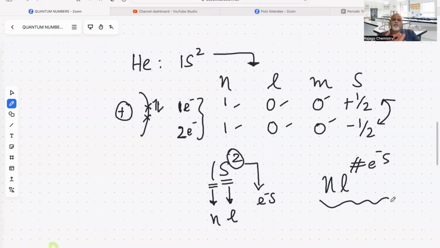But as far as AP is concerned, I have never seen any questions coming on quantum numbers so far, very recently. But you should know that these exist, and it's better that you have a very clear picture about this.